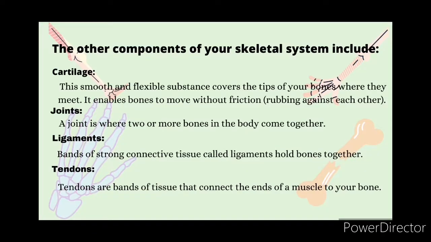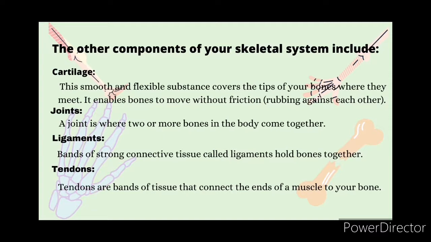So here are the components of our skeletal system, including cartilage, joints, ligaments, and tendons. Cartilage. This smooth and flexible substance covers the tips of your bones where they meet. It enables bones to move without friction, rubbing against each other. Makikita natin ang cartilage throughout our body, at isa rin itong main type of connective tissue. The second one is joints. A joint is where two or more bones in the body come together.